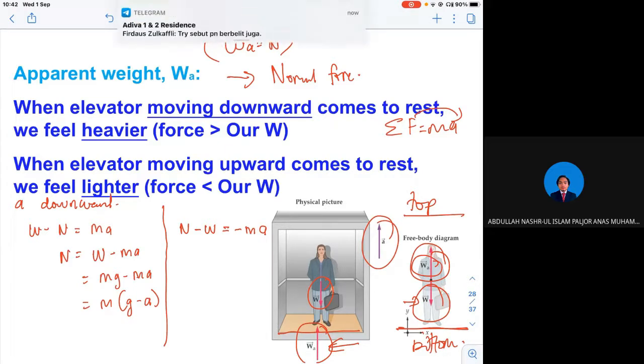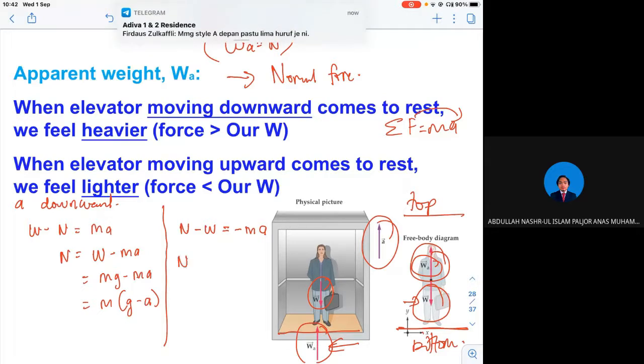You need to put a negative ma because N doesn't follow the acceleration. The N that you put in front doesn't follow the acceleration. So therefore, N minus W equals ma. What happened? Okay, now look.